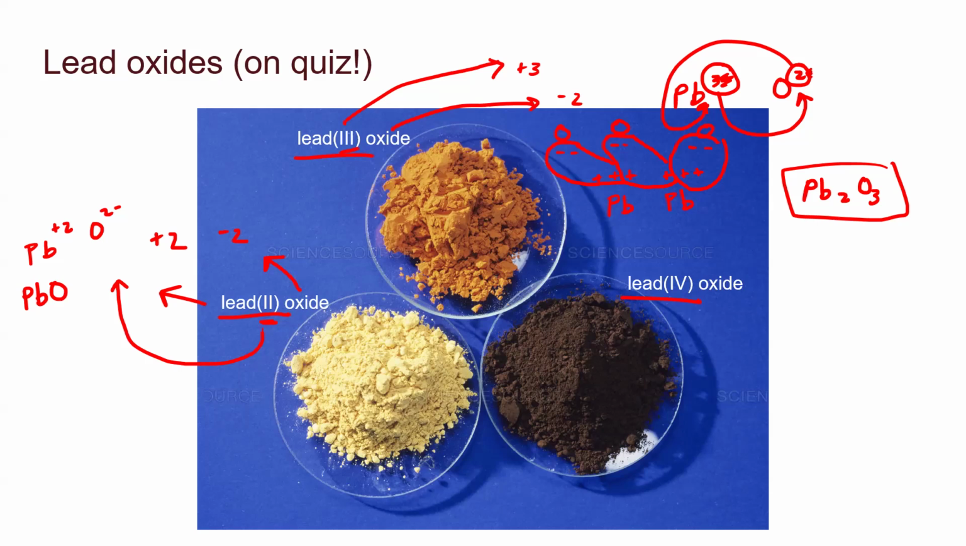So then if we go over here, lead 4 oxide, that is Pb 4 plus and O 2 minus. Now, if somebody wants to add that to the chat or say it aloud, this is your opportunity to do that. I'm going to drink a little bit of water.